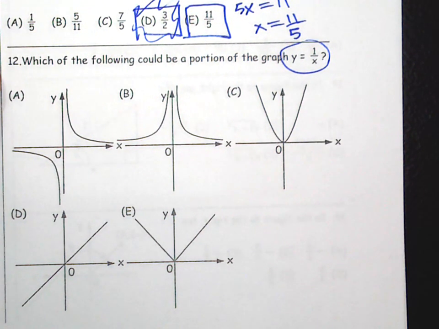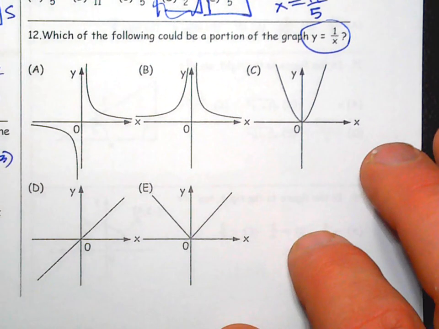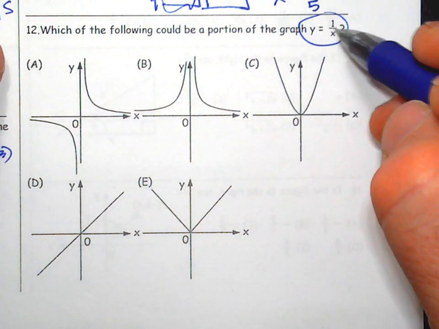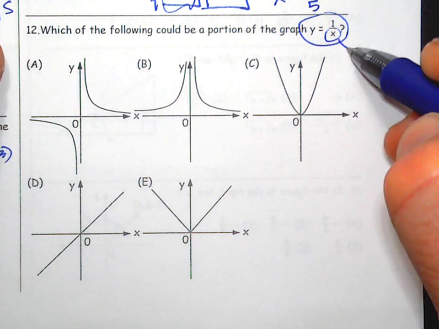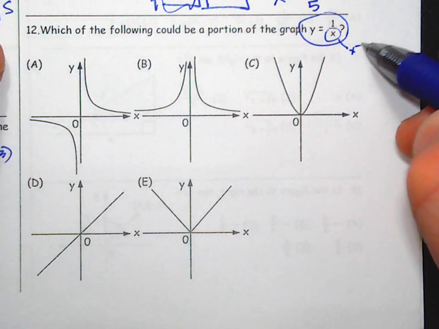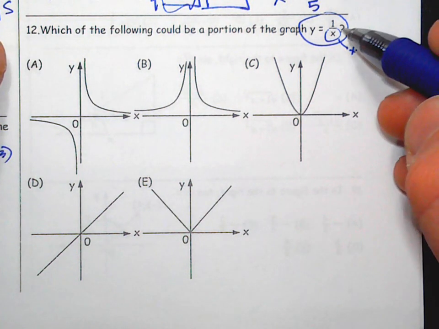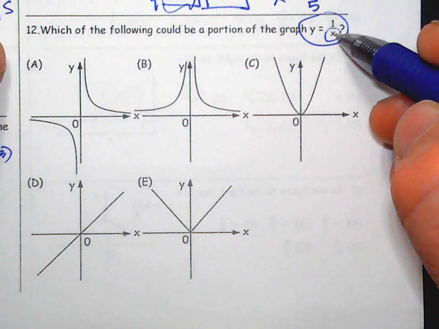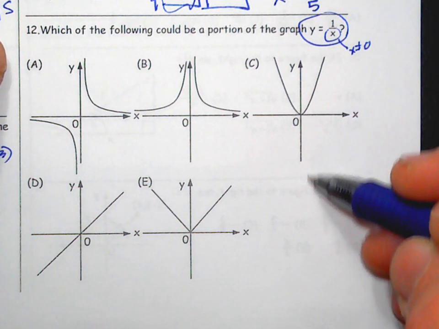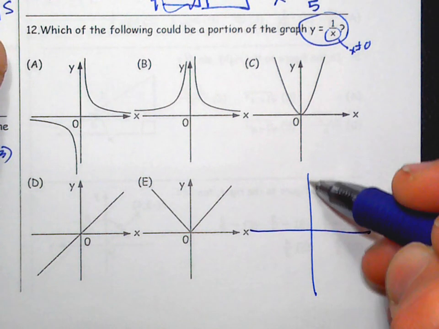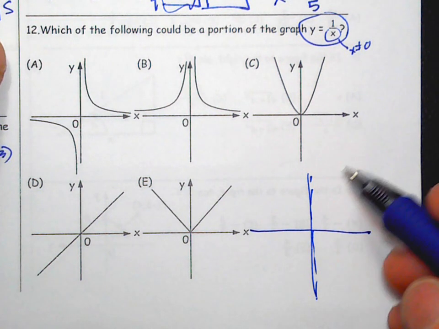You guys should have studied these in classes before. Some things that happen is division by 0 is bad, so x can't be 0. What happens is when you divide by numbers close to 0, they're really tiny. When you divide by tiny things, you get really big answers. So the graph has a vertical asymptote and it blows up.